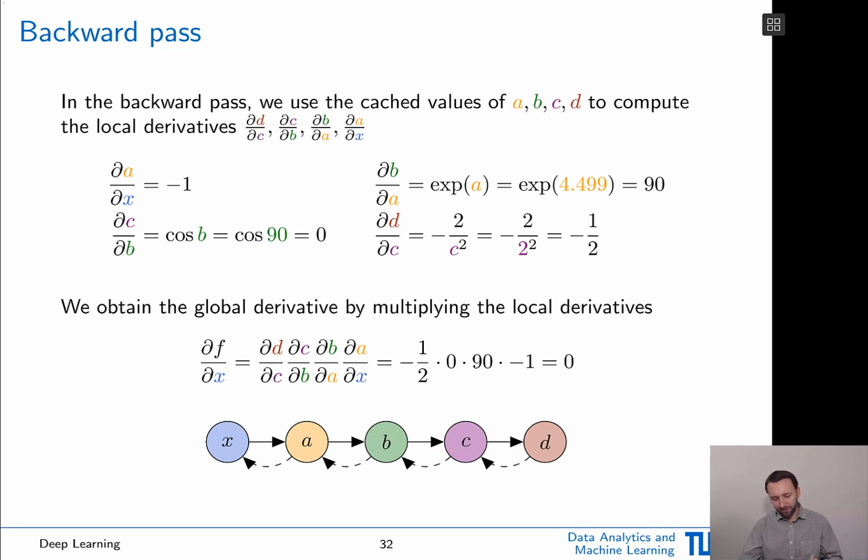Once you have the local derivatives for every one of your modules, you can do a forward pass to get all these intermediate values, all these variables you get values for. And then you can go backward to plug them into your local derivatives. Then you get actual values for your local derivatives, which you can just multiply up, and then you get your global derivative. Okay? So that's the big picture. There are some more tricks later on.